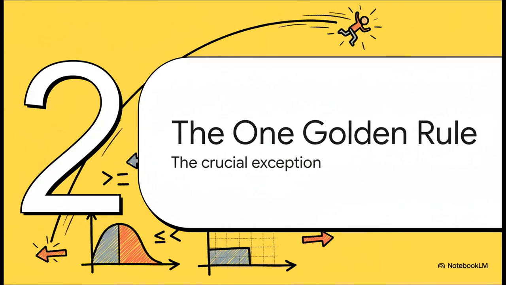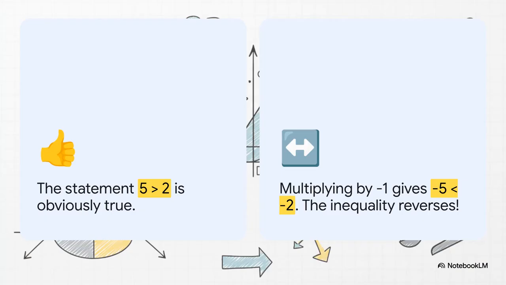Okay, now here's where things get interesting. For the most part, you can treat inequalities just like regular equations. Add to both sides, subtract from both sides, it all works the same. But there is one golden rule, one critical exception that changes everything if you forget it. Let's take a super simple true statement. 5 is greater than 2. We all agree on that, right?